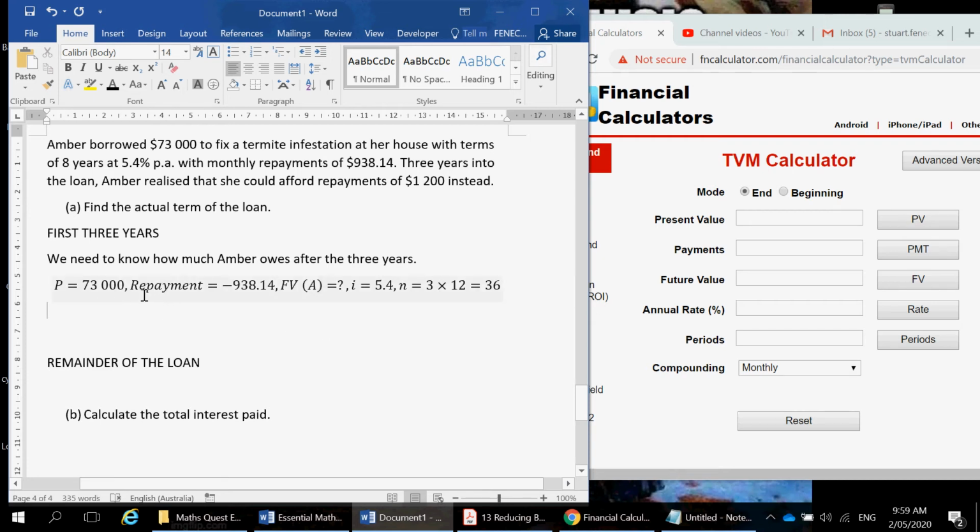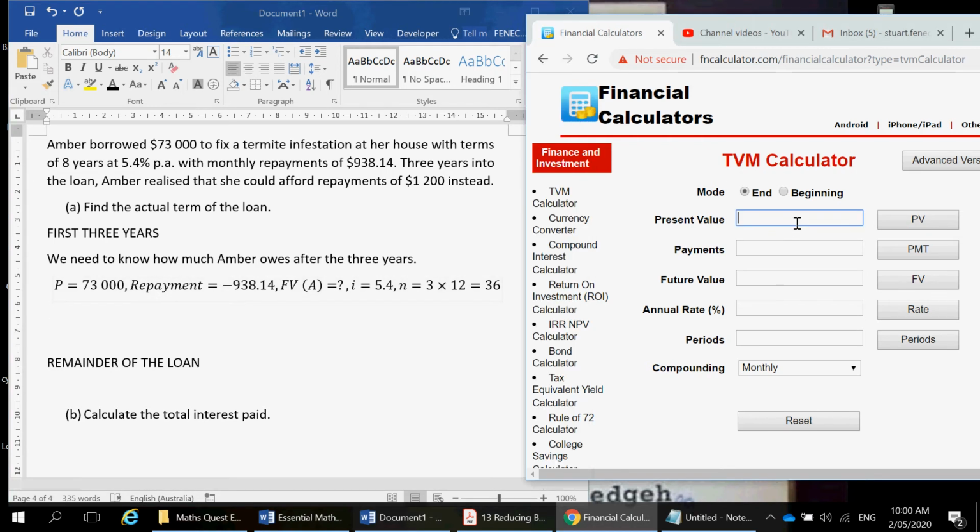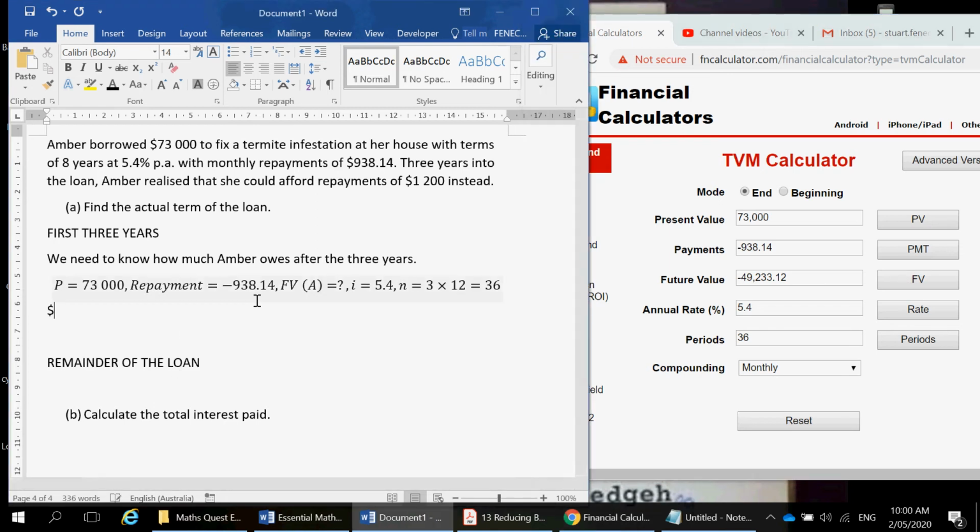We have the principal, we have the repayment amount as a negative. We want to know how much is owed. The interest rate's 5.4%. It's 36 time periods because there's 36 months in 3 years. I'm putting that into the machine. So negative 938.14. We want to know the future value, so I don't put anything there. 5.4%, 36, and it's already on monthly, so that's great. Press FV, and Amber will be owing $49,233.12 owed after 3 years.